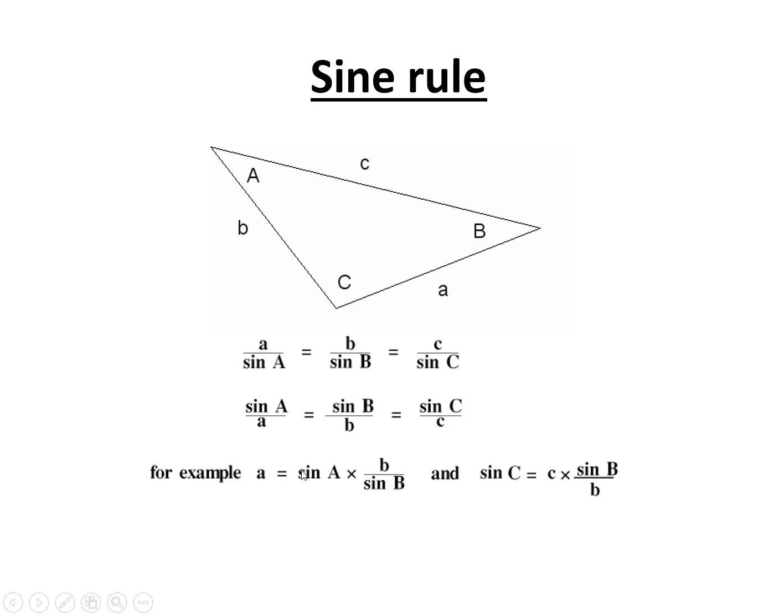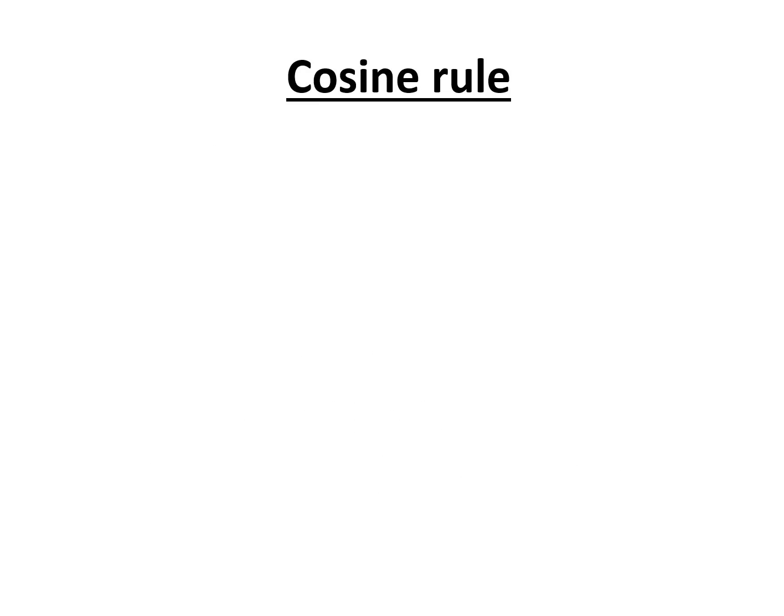That means if you know two angles and one side, you can find the value of the other side. Or if you have two sides and an angle, then you can find the value of the other angle. So you just need to be able to manipulate the equations. If you've got a over sine A equals b over sine B, then a equals sine A times b over sine B. Be able to manipulate them and use them to solve problems.